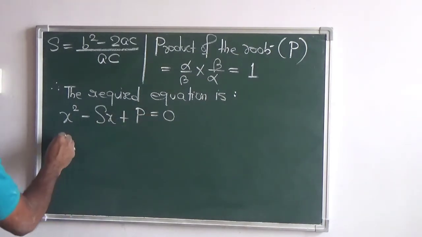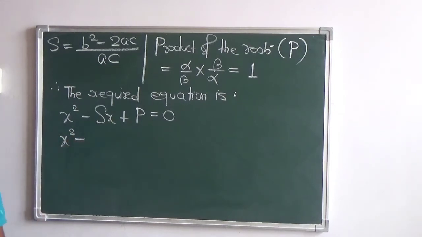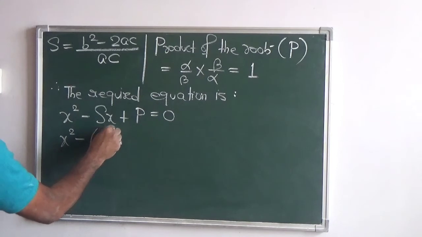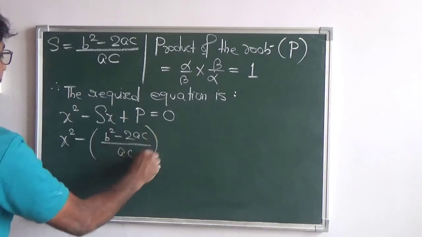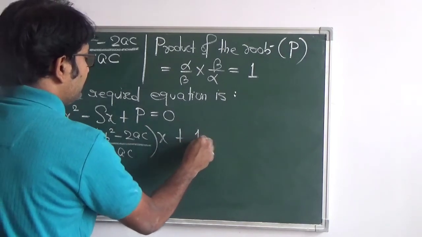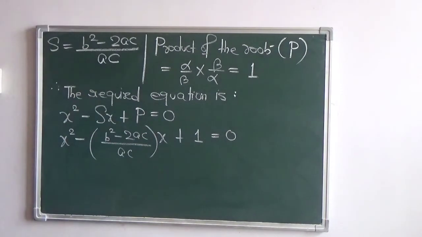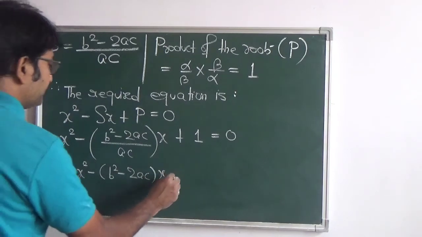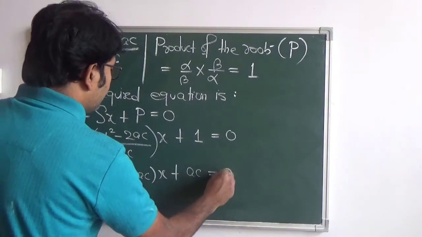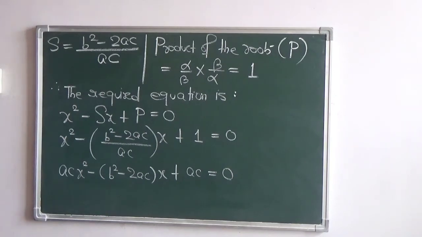So you can write it as x square minus, what is s? This one, b square minus 2ac divided by ac into x plus p, which is equal to 1, and this is equal to 0. So you can simplify it, take the LCM, it becomes ac into x square minus b square minus twice ac into x plus ac is equal to 0. So ac x square minus in bracket b square minus 2ac into x plus ac equals 0 is the required equation.